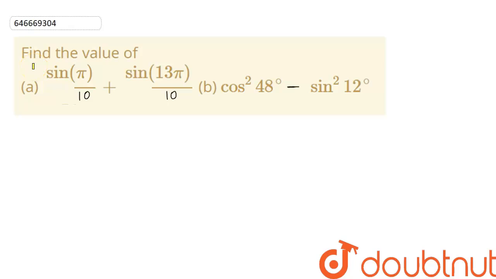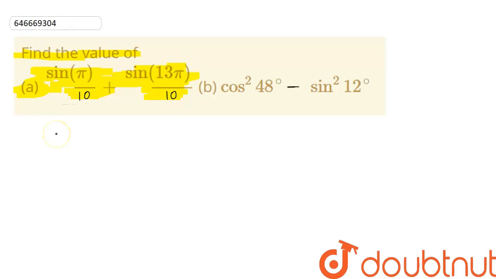Hello everyone. So today we are going to discuss one question on trigonometry. Here in this question we need to find the value of the following given expressions. We are given two expressions, and in the first expression we need to evaluate the value of sine pi by 10 plus sine 13 pi by 10. So we need to first find the value of this expression, and we are going to focus on this first part first.